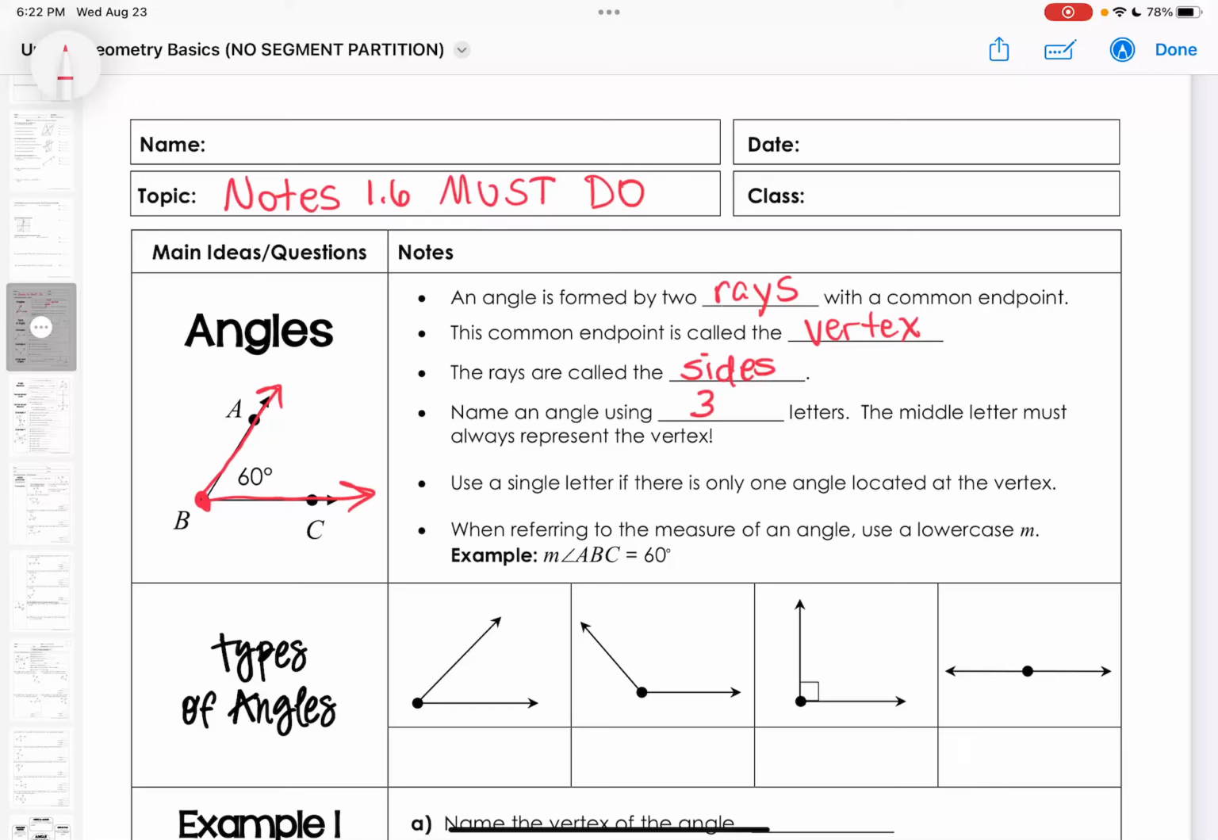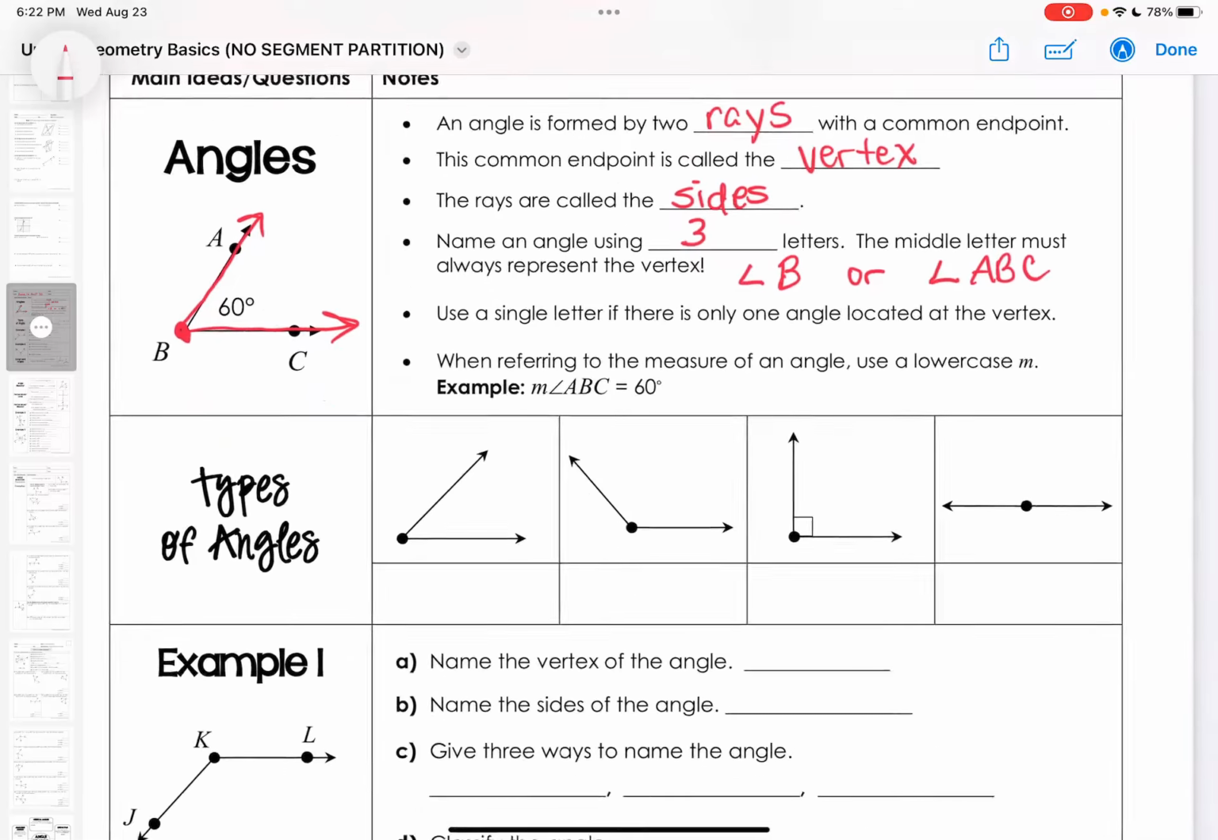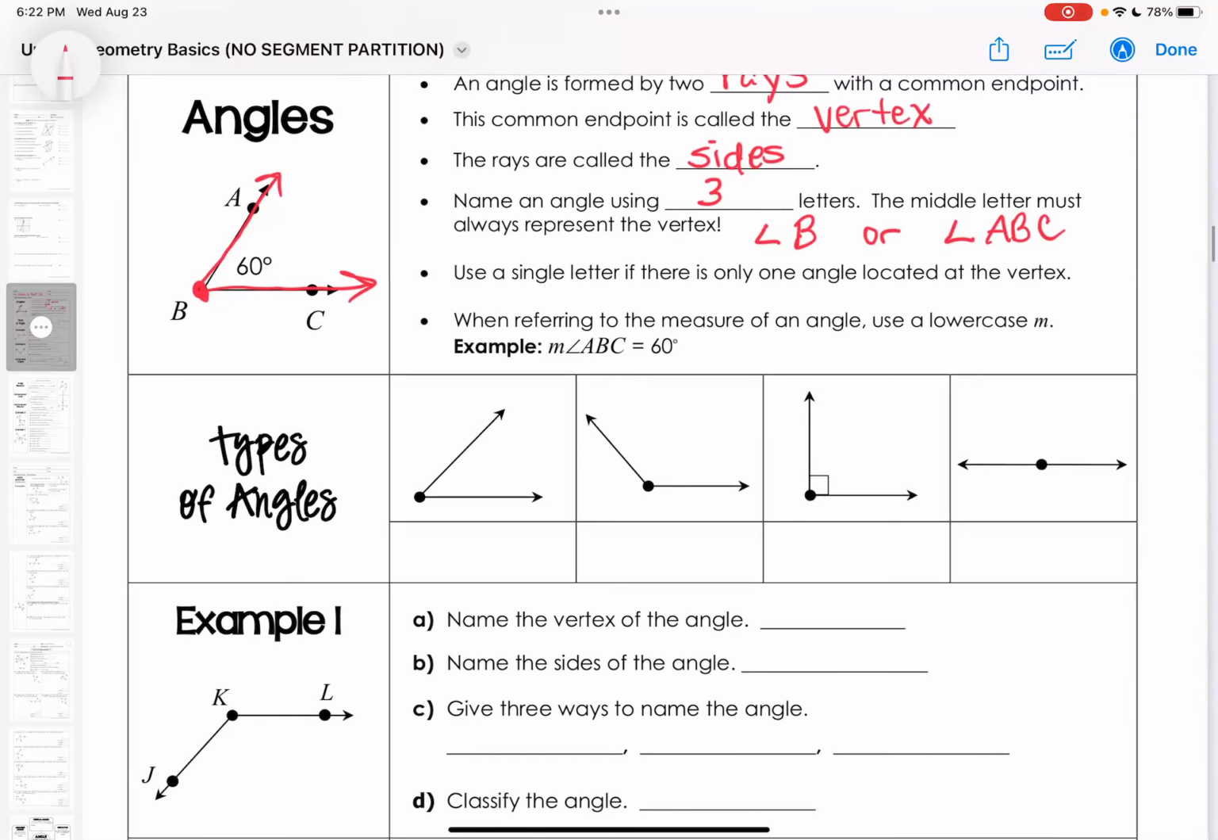You can use a single letter if there's only one angle. So I could call this one, let's see, I could call it angle B, because there's only one angle there. Or I can call it angle A, B, C. Now, if we know how big that is, like 60 degrees, for instance, then the measure is how we read this. Measure of angle ABC is 60 degrees. So use that lowercase m there.